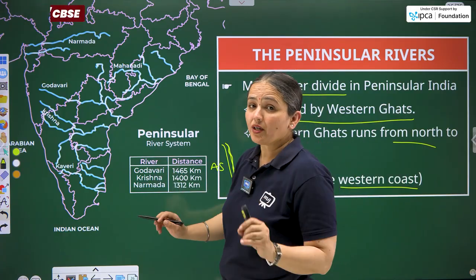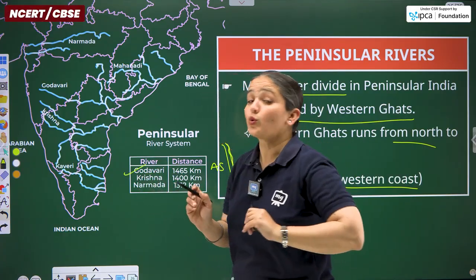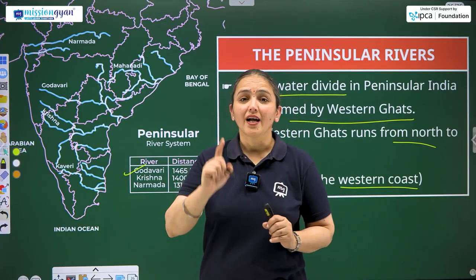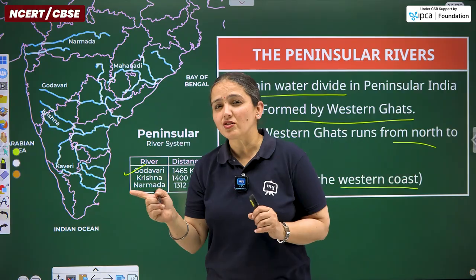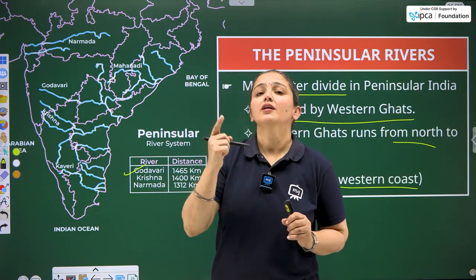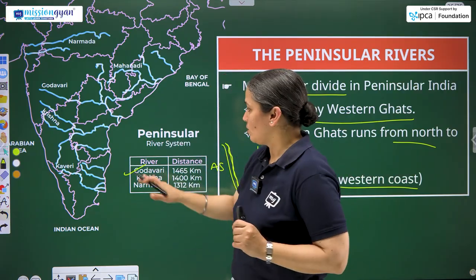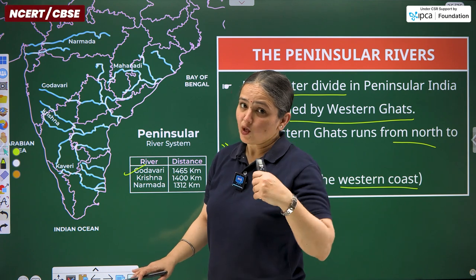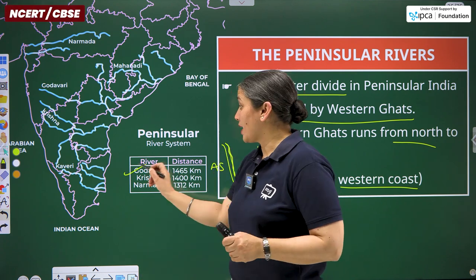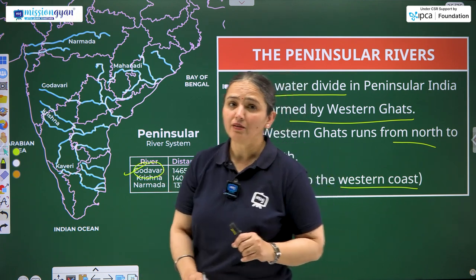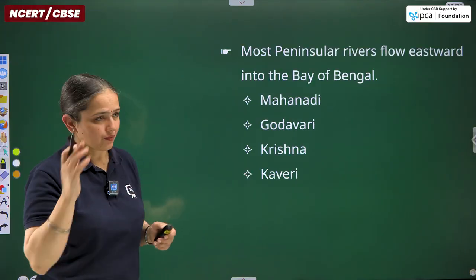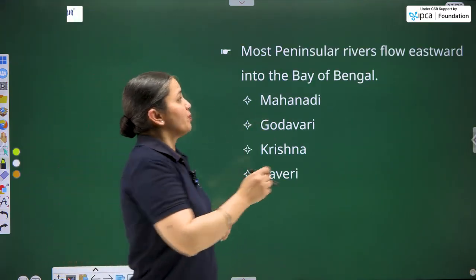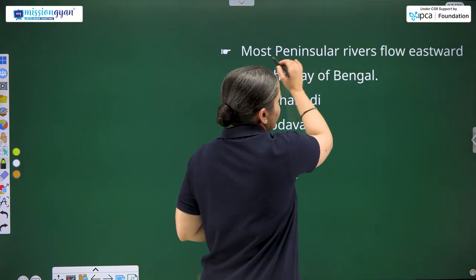So what comes at the first place? Godavari. Godavari is the largest river of the peninsular river system, just as the largest river of the Himalayan river system is the Ganga. As it is the longest in the southern part, it is also known as Deccan Ganga. In Hindi, Dakshin Ganga.